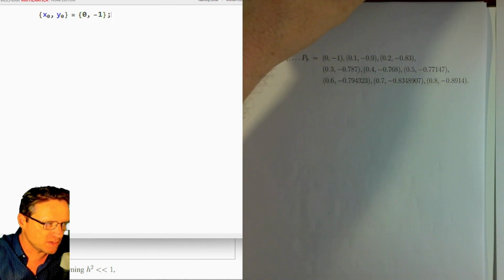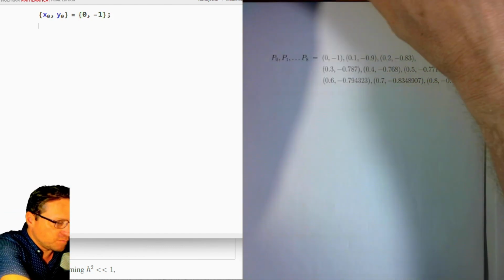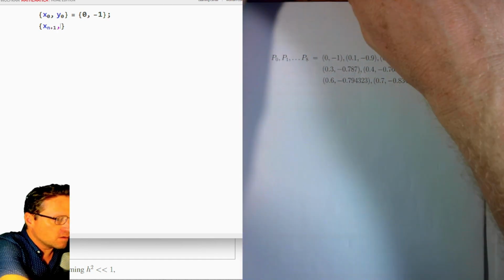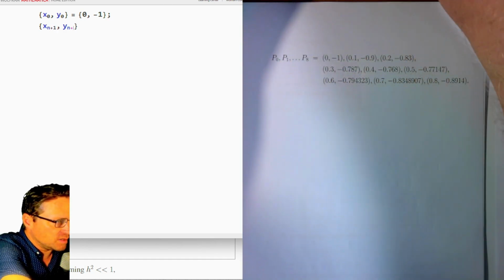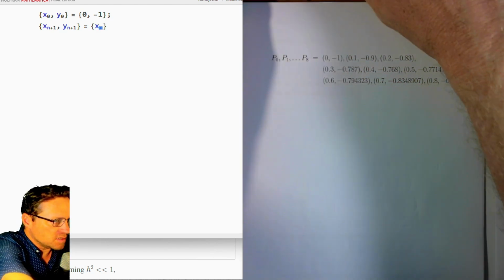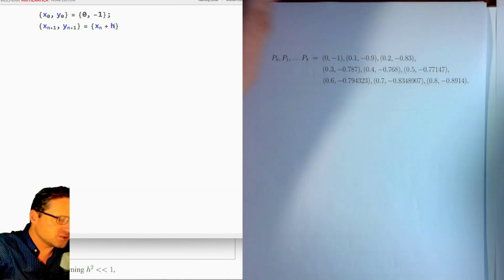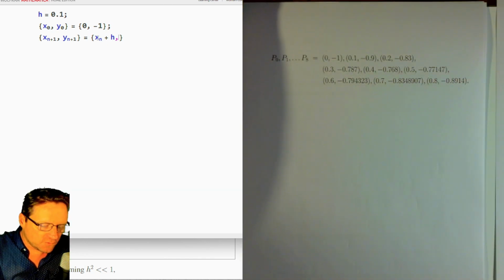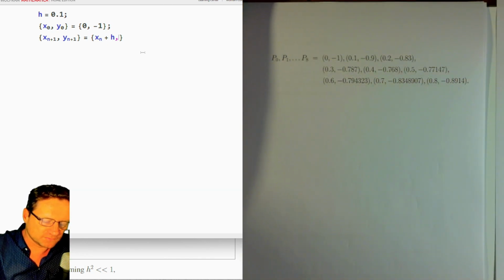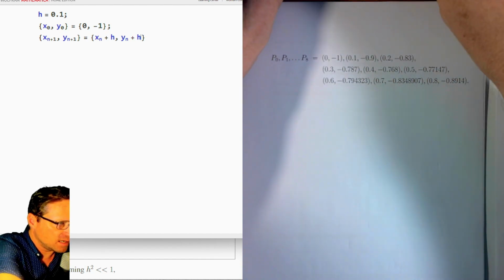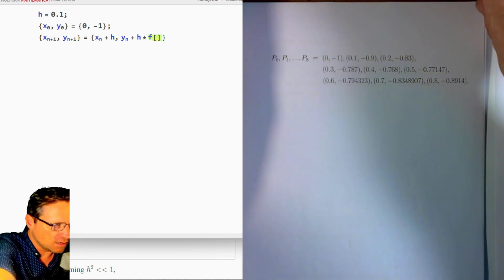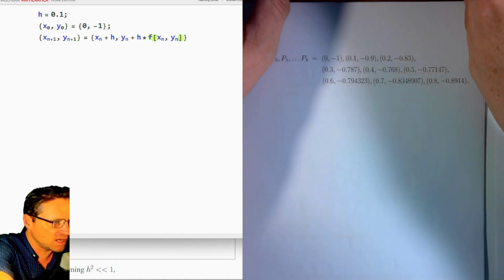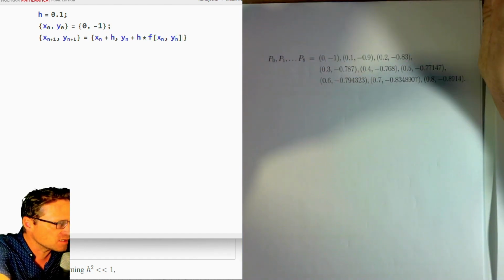Okay, so I'll put this into memory there. And then our sequence of better approximations was x subscript n plus 1, comma, y subscript n plus 1 equals x subscript n plus h. And then up here, I need to enter that into memory also. And then for the next piece of it, we have y_n plus h times f of x subscript n, comma, y subscript n. Okay, now I've expressed that as a function in this line.